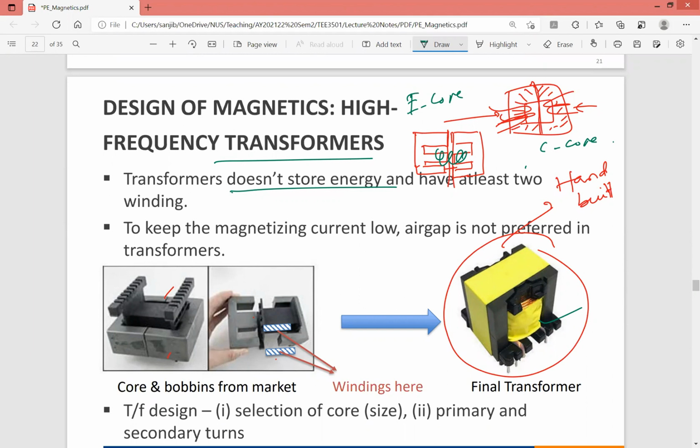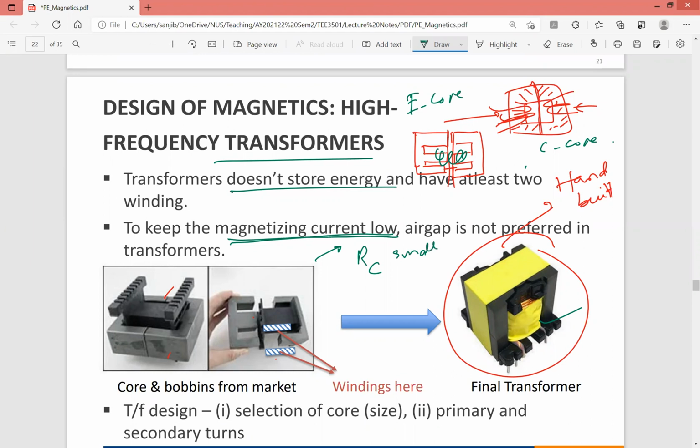So here, the main purpose is to keep the magnetizing current low, because in a practical transformer the magnetizing current is the current required to build the flux. It is not involved in the transfer of power. It's just to build the flux. If it is low, then your transformer will be more efficient. Now, to have low magnetizing current, the core reluctance, RC, must be small.